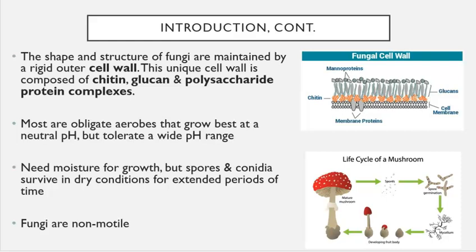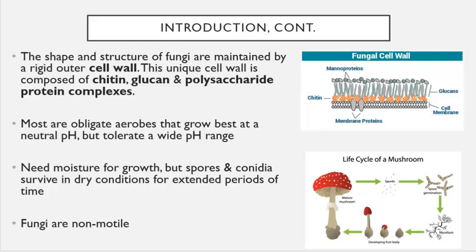The shape and structure of fungi are maintained by a rigid outer cell wall. This unique cell wall is composed of chitin, which is a sugar molecule that is made by some plants and animals, glucan, which is a polysaccharide, and polysaccharide protein complexes. And you can look over to the right hand side and you can see the basic structure, and you can see the chitin, the proteins, the glucan that makes up the fungal cell walls.